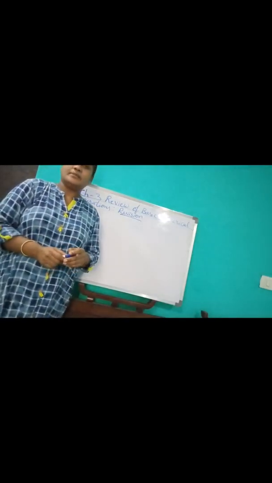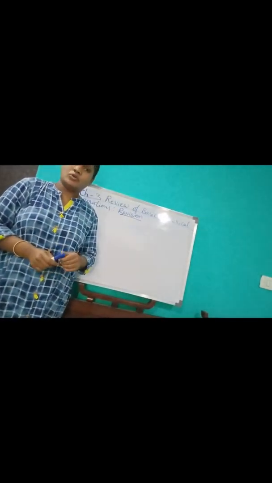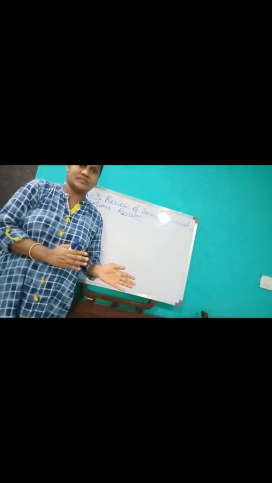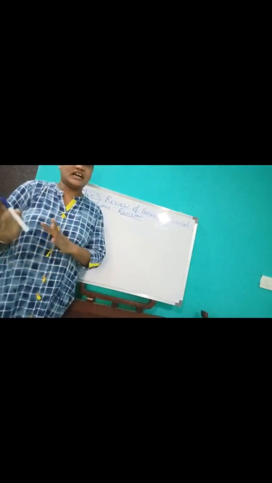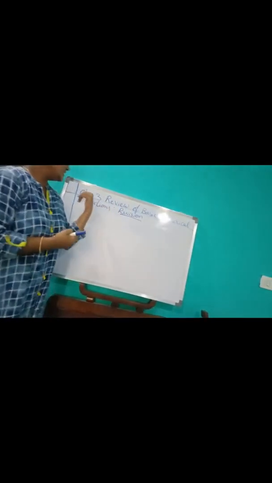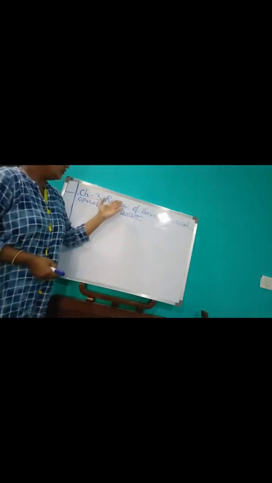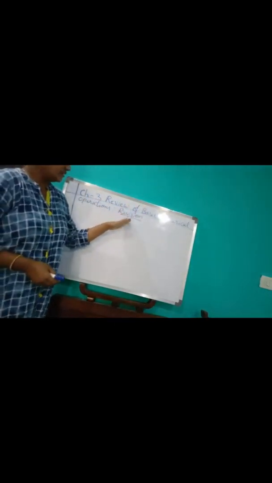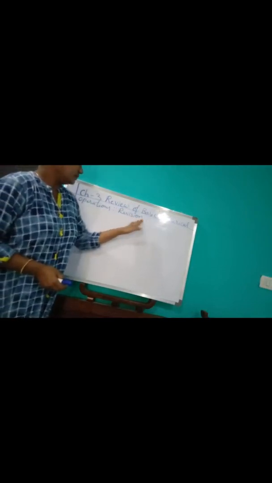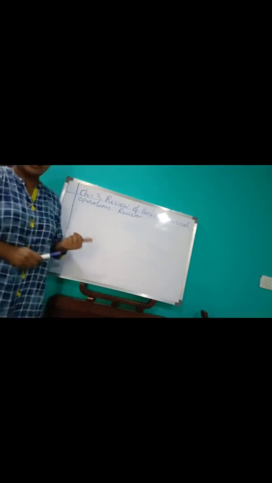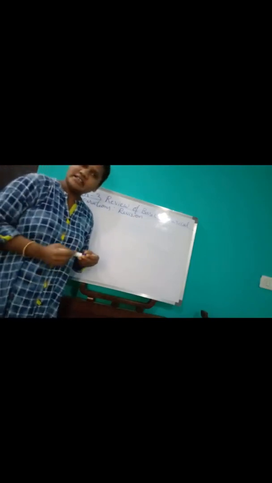Children, in the previous class, what did you learn? Roman numerals: how to write Roman numbers in Arabic numbers, and Arabic numbers in Roman numbers. Yes or no? This is chapter number 3, Review of basic numerical operations. Revision. Okay children, see, we learnt 4 basic operations on numbers. What are they?